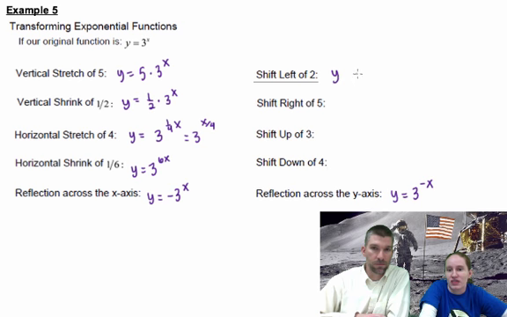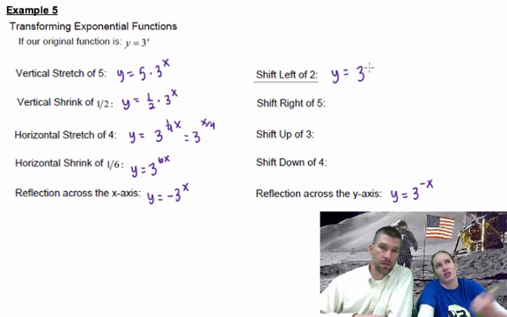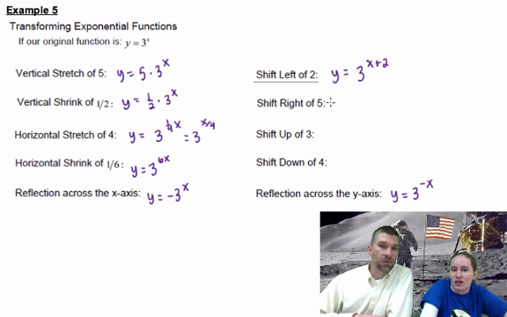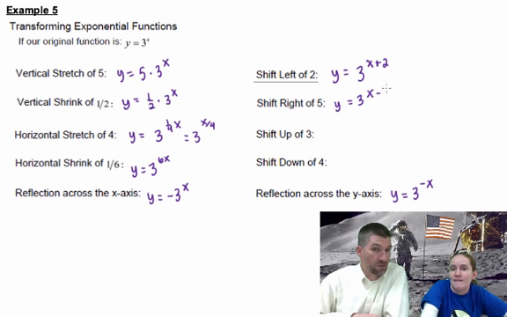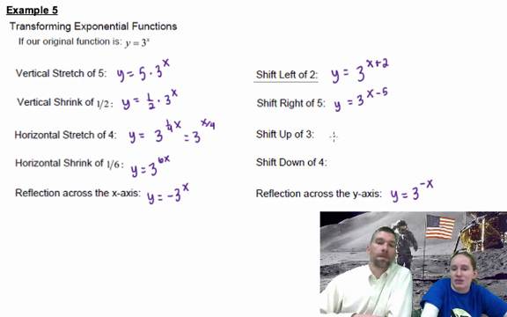If it's shifted left 2, that's a horizontal shift, so that needs to happen in our exponent, and it will be opposite. Left would normally be negative, so it's plus 2: x plus 2. Since we're moving left and right, we're going to manipulate that x. Shifted right 5 would be x minus 5.